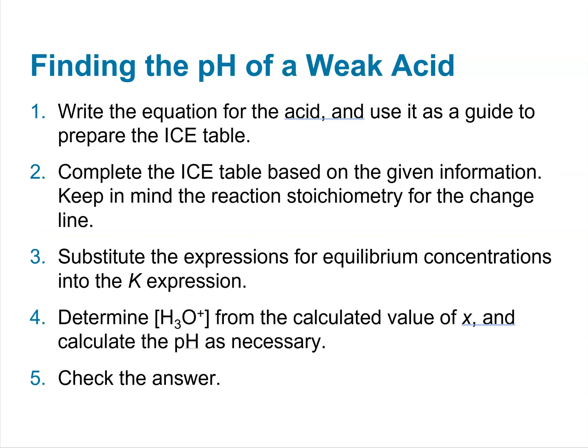So if we're interested in finding the pH of a weak acid, there's just a couple steps, and this should be quite familiar because it's just another application of the equilibrium problems that we've been solving. Step one, you need to write your equation for the acid and use this as a guide, and this equation for the acid should generally follow that generic equation we just looked at in the previous slide.